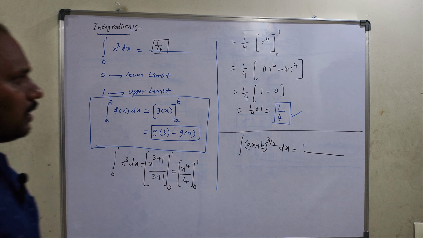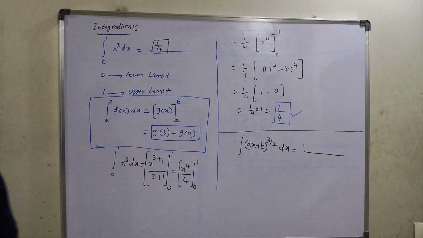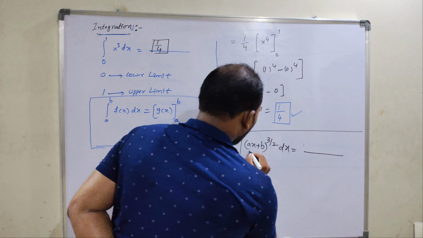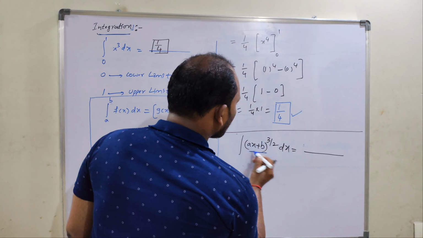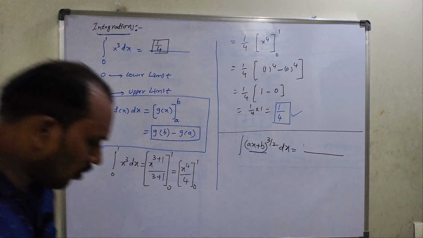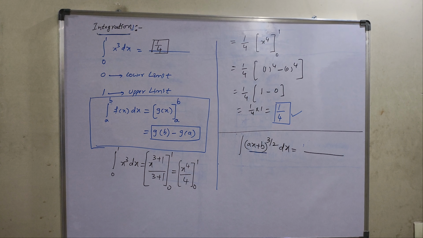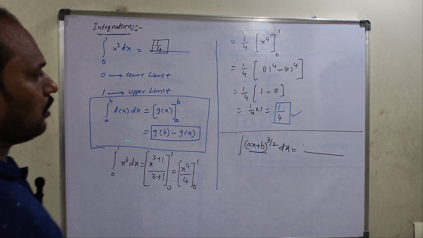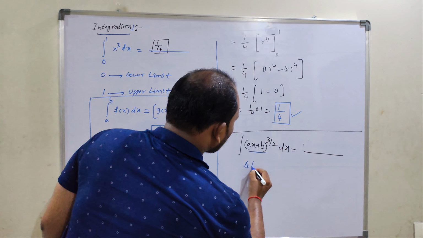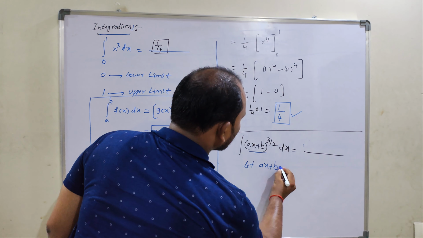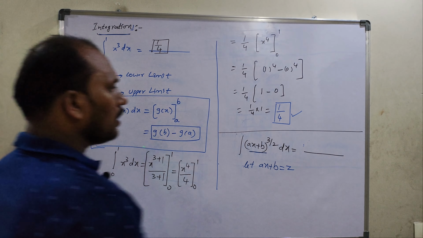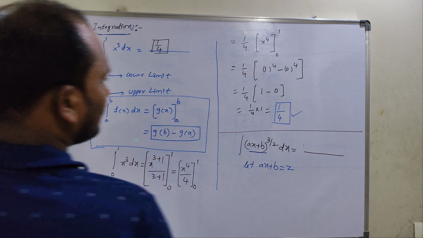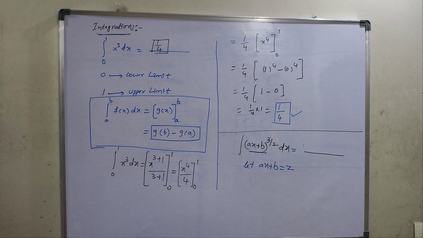So now, to handle the integral of ax plus b whole power 3 by 2, we have a function here. What is the function? Ax plus b. In this context, how do we handle it? Let ax plus b be equal to, let us say, z. So we have to take ax plus b equal to z. This is the way we generally handle it.